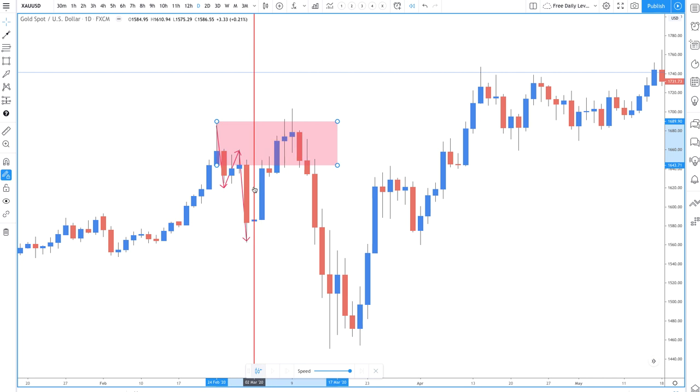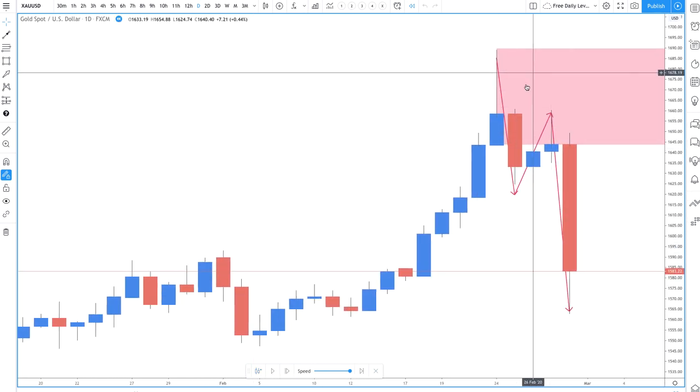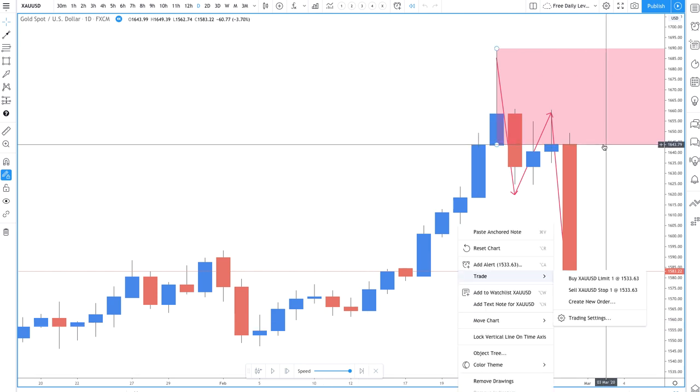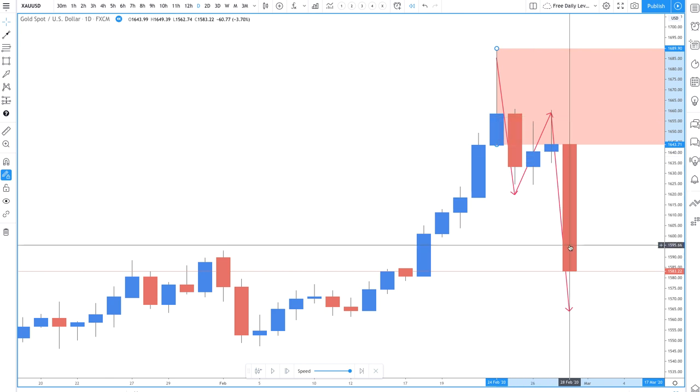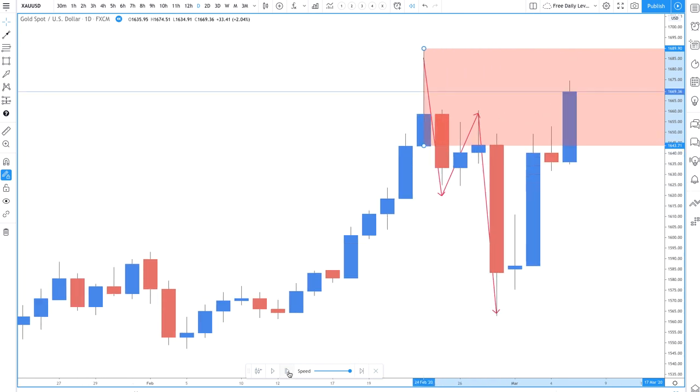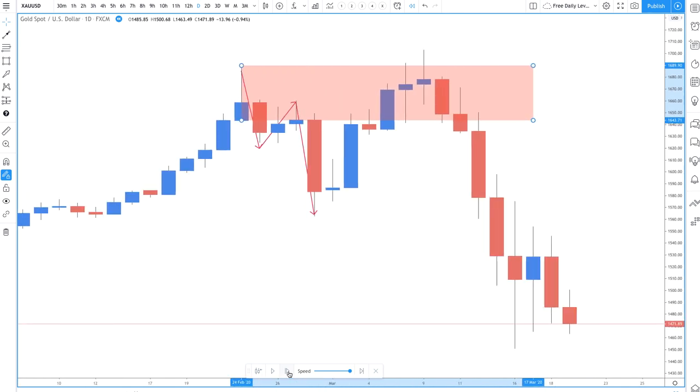And let's just get rid of that for now. Yep, that whole area now is an area of supply. And let me just turn this to a supply zone so you can see. Yep, lower highs, lower lows. When prices come back up here, that is supply. The supply zone ended up holding. Brilliant.